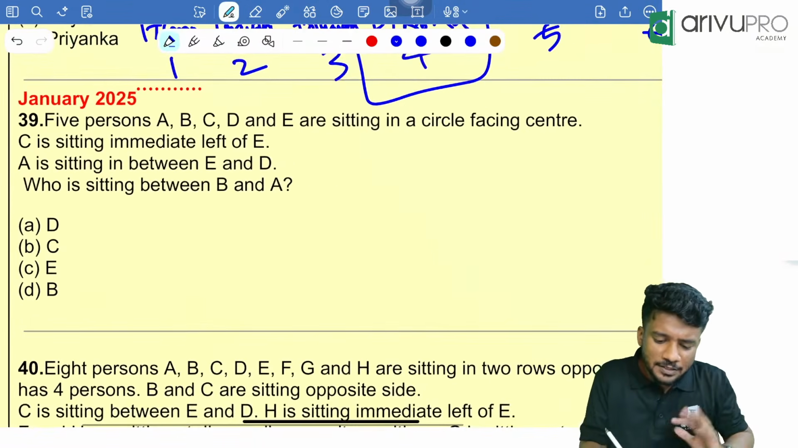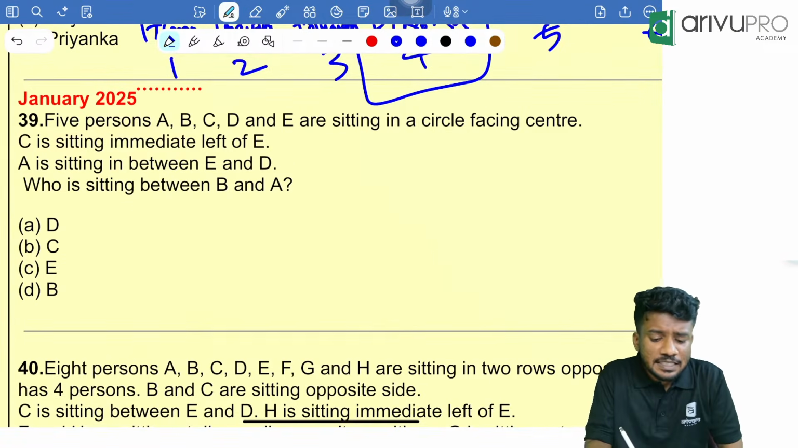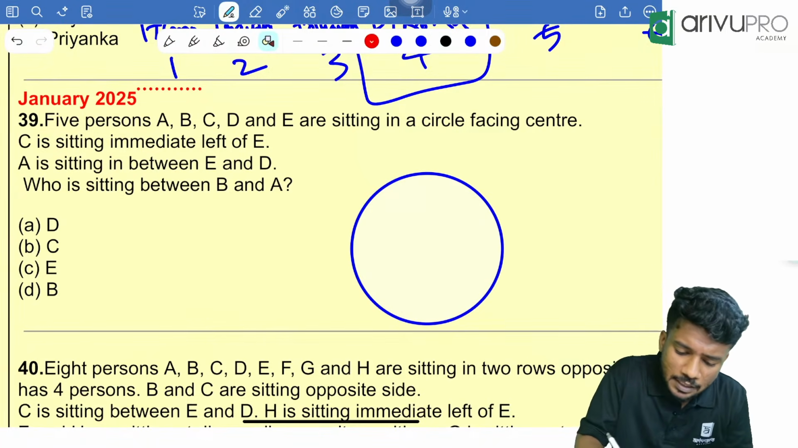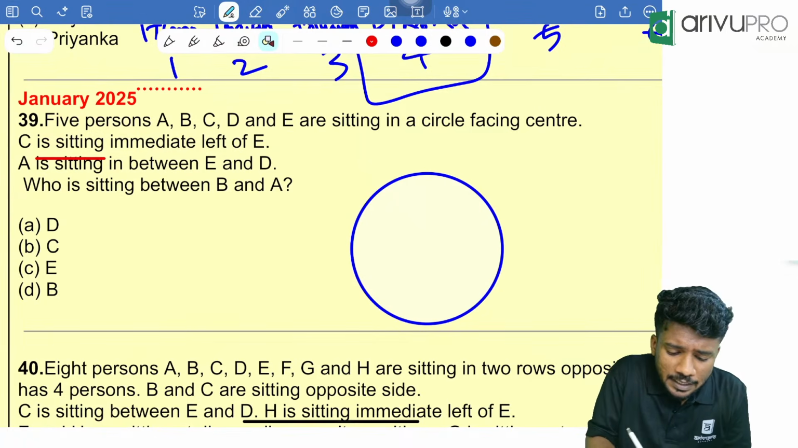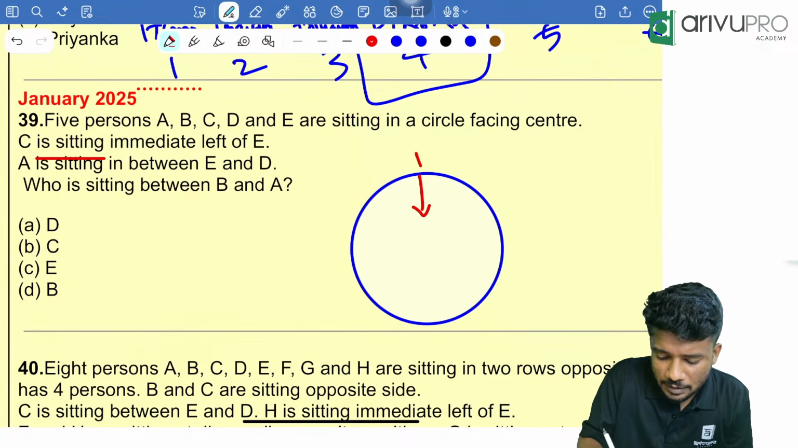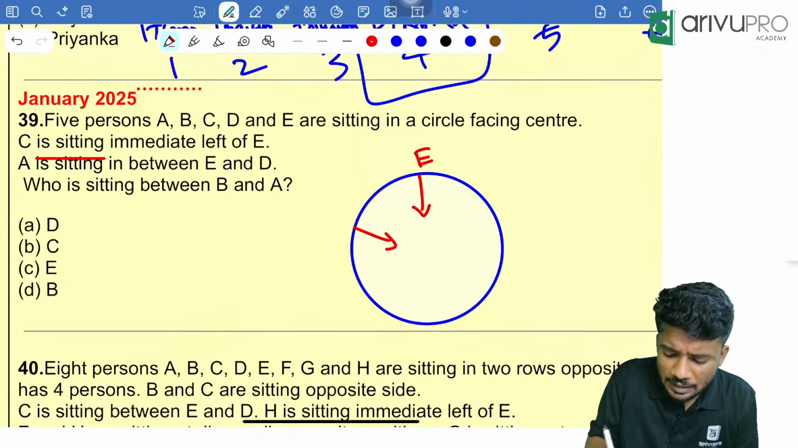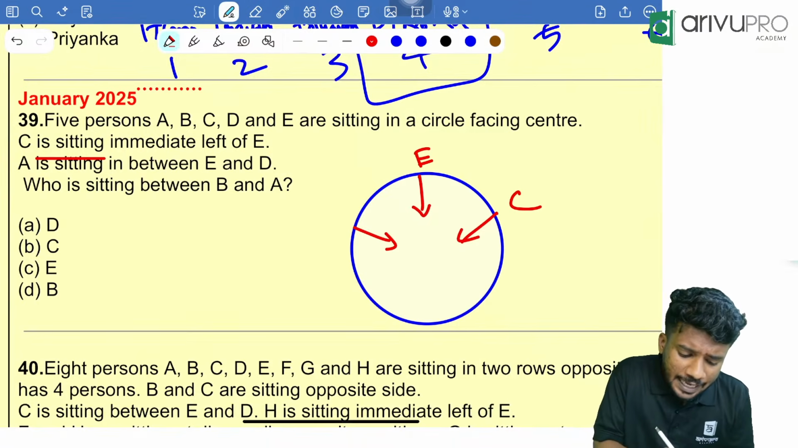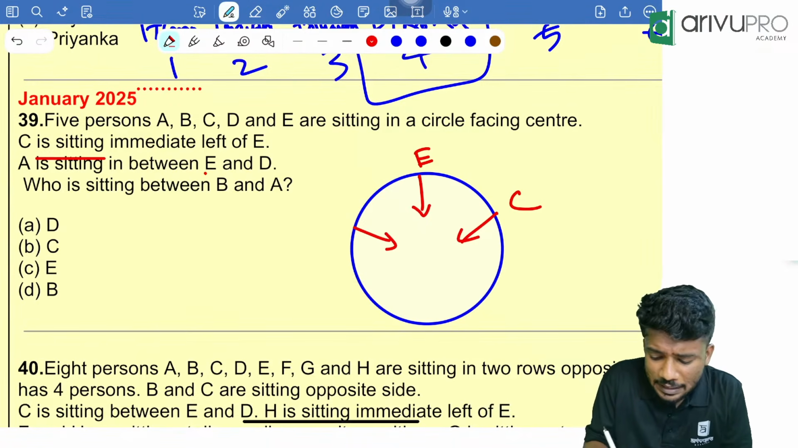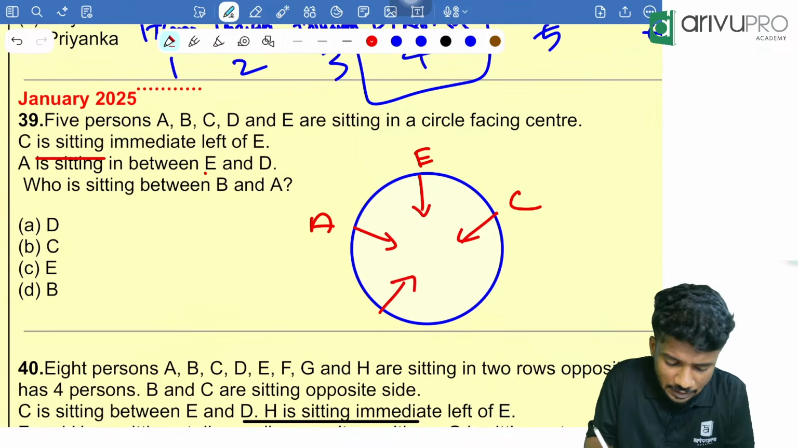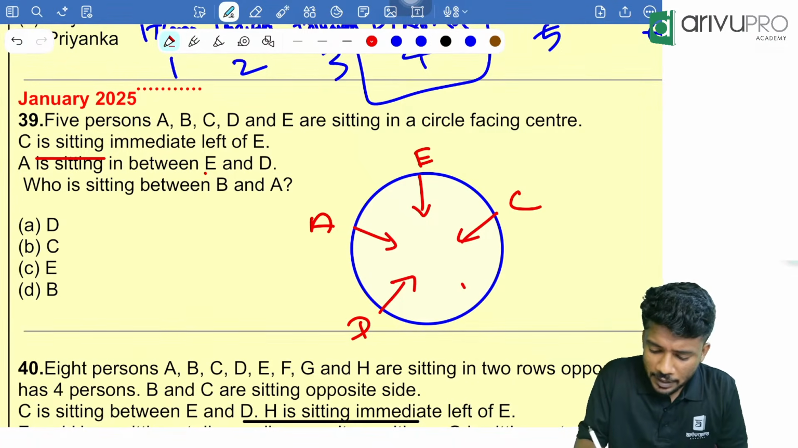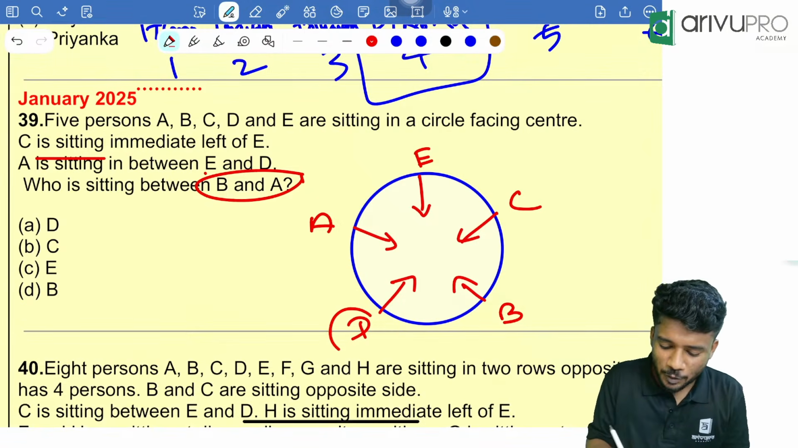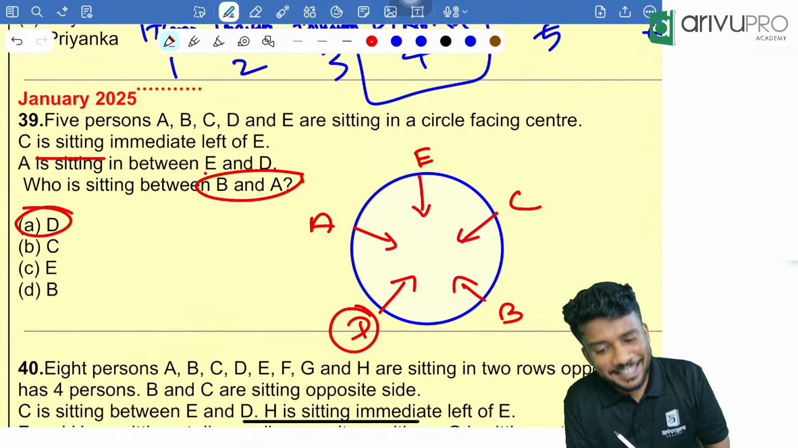5 persons A, B, C, D, E are sitting in a circle facing the center. Finally a question like this, where only 5 people are there. C is sitting immediate left of E. If E is here, C is sitting immediate left, right? So C is over here. Then A is sitting between E and D. Now B is remaining. Who is sitting between B and A? D is the answer. Option A is the answer.